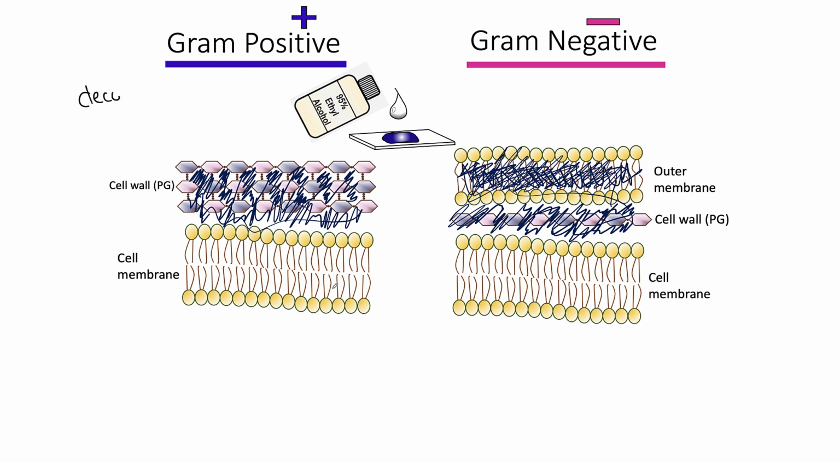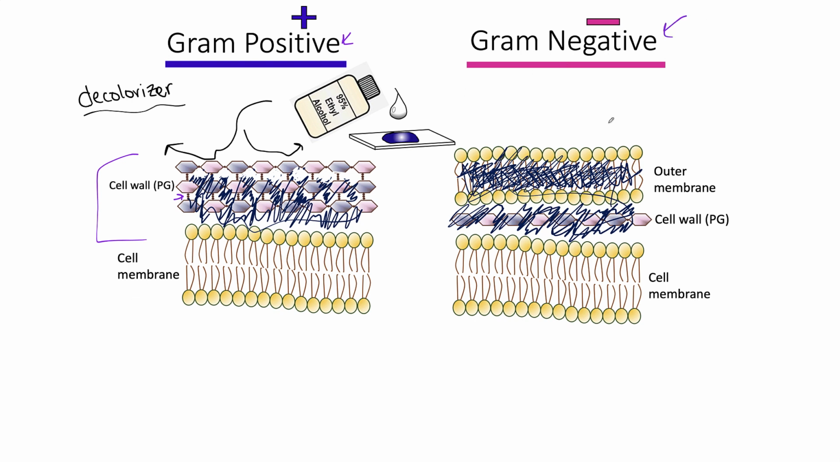Step 3. The decolorizer, and it's 95 percent ethyl alcohol or ethanol, same difference, okay? This decolorizes one of the cells, and I'll give you a hint, it's not the gram-positive cell, okay? Because you have such a thick layer of peptidoglycan, when you douse it in the alcohol, only a little bit of the crystal violet leaves, okay? The rest of it stays.